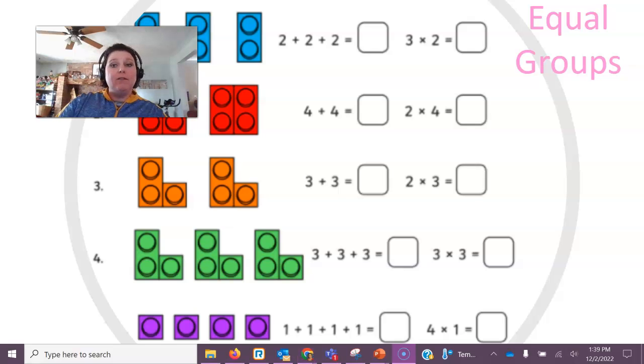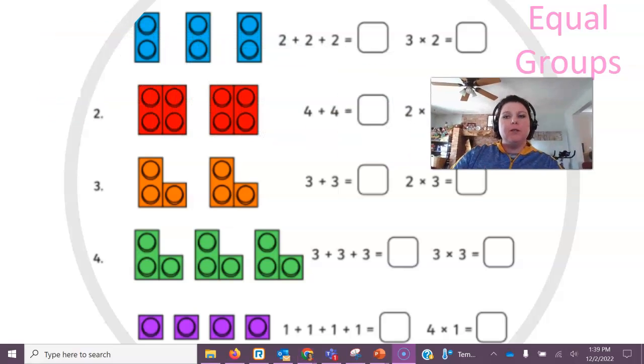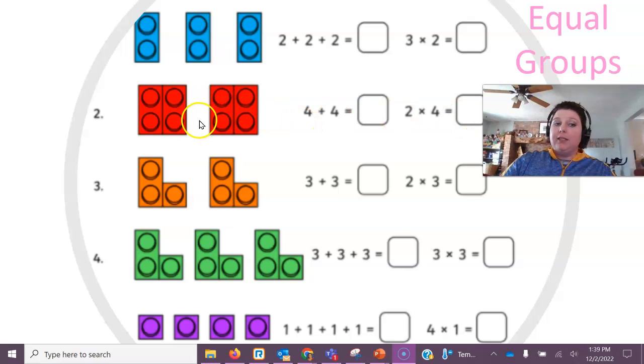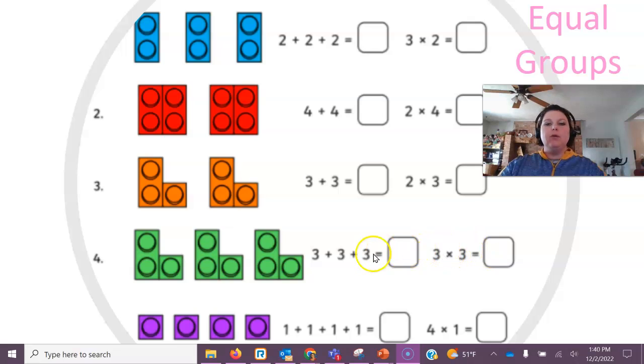Also, looking for equal groups. If you like Legos, feel free to use Legos. You can see here that addition and equal groups can help to visualize the multiplication. For example, 3 times 3 equals, well, it's the same as 3 plus 3 plus 3. 1, 2, 3, 4, 5, 6, 7, 8, 9. Got it. 3 times 3 is 9.